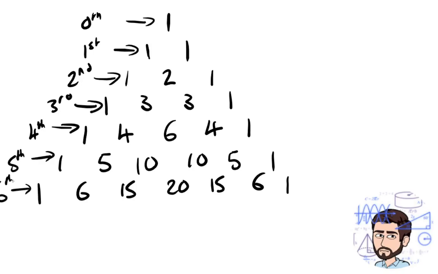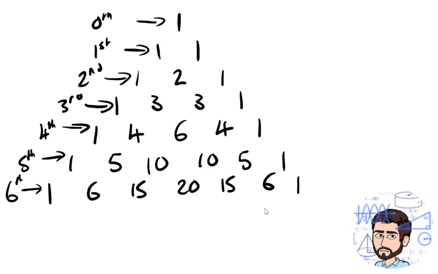Now it's quite easy to spot which is the right row because after the first 1, the first number is the number of that row, so to speak. Let me just go across a little bit so you can see. So the fourth row goes 1, 4, 6, 4, 1. So how does this help us expand brackets?